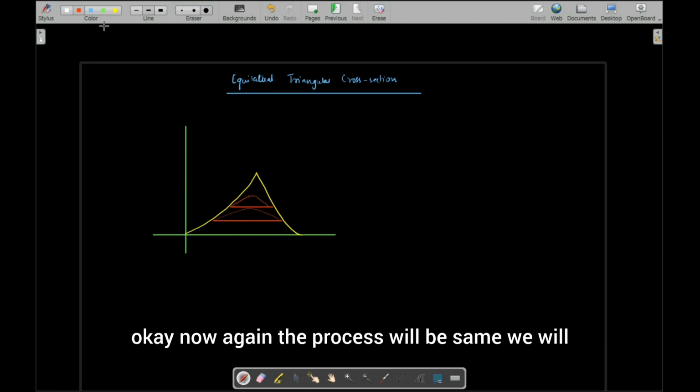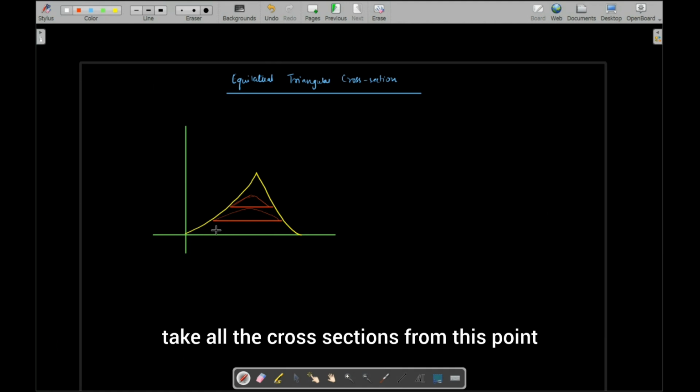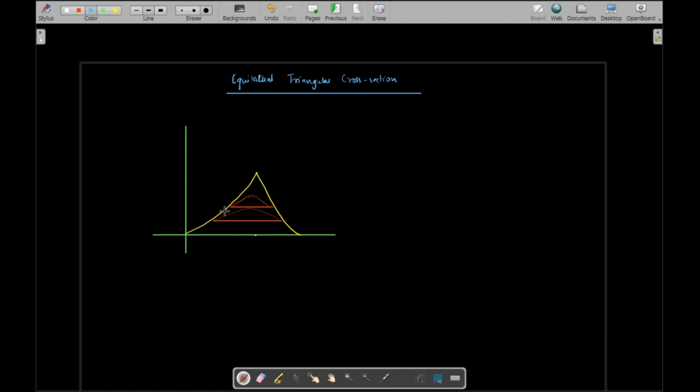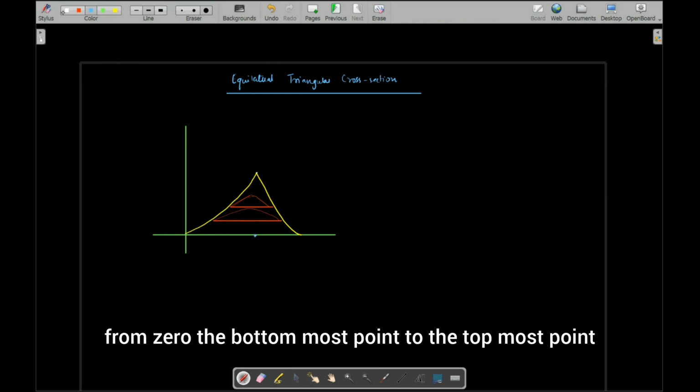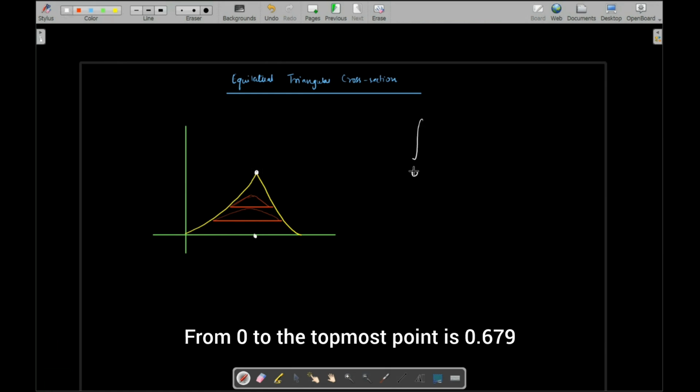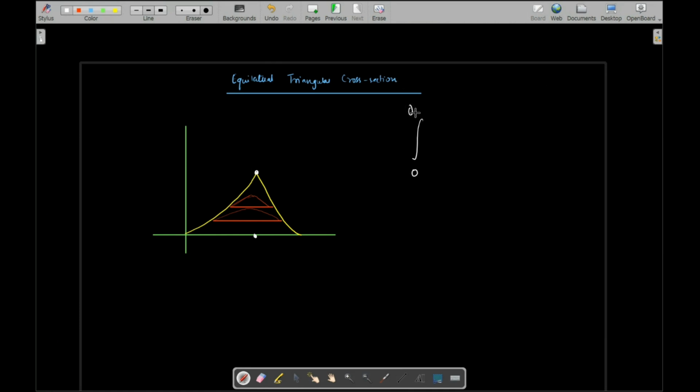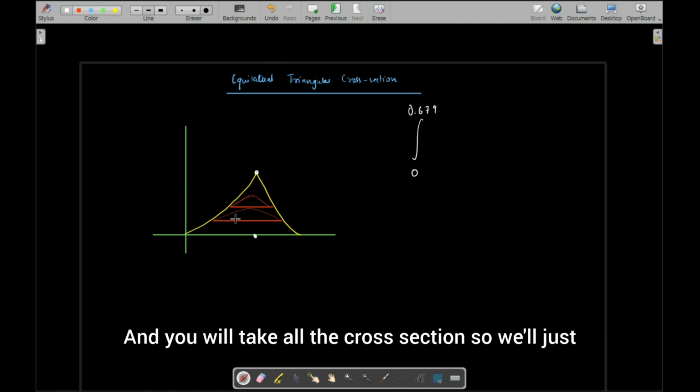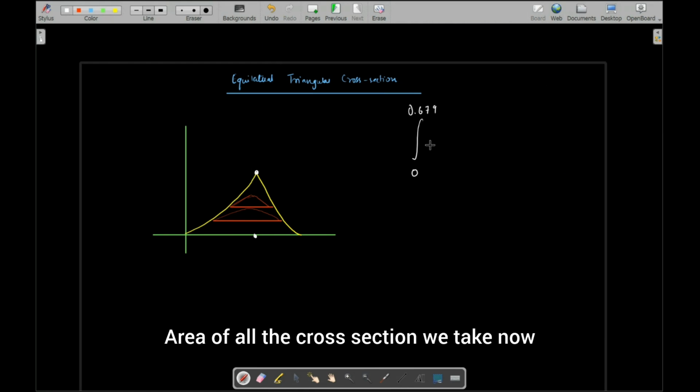Now, again, the process will be same. We will take all the cross sections from this point to this point, because from 0, the bottommost point, to the topmost point. From 0 to the topmost point is 0.679. And we will take all the cross sections, so we'll take the area of all the cross sections.